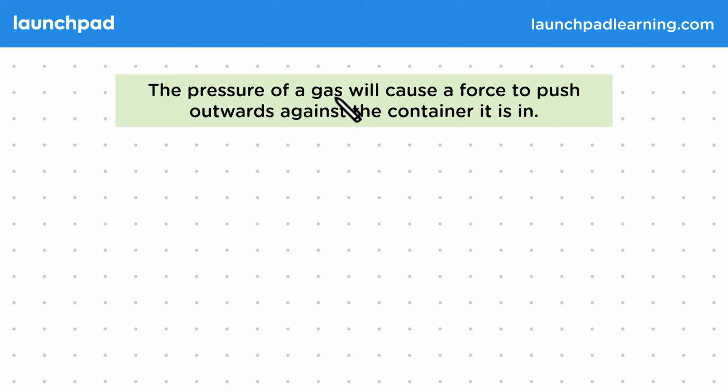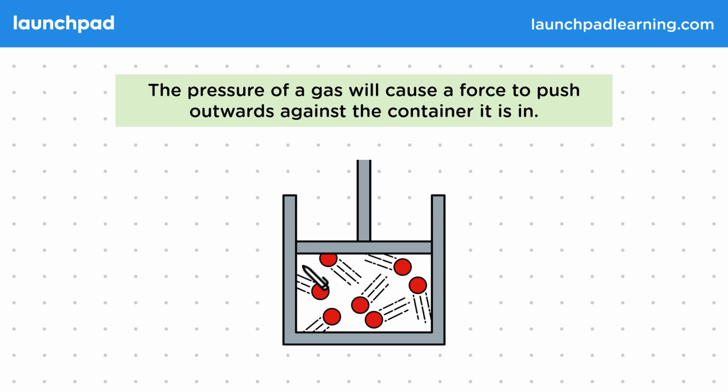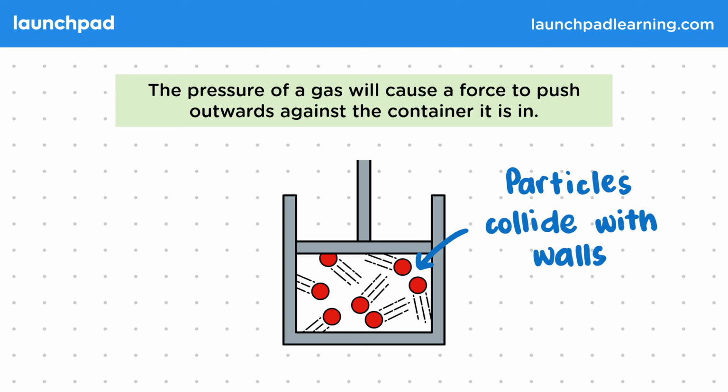The pressure of a gas will cause a force to push outwards against the container it is in. Remember that a gas consists of particles that move randomly at high speed, making them spread out in a container. This means that the particles collide with the walls of the container, and when we consider the impact of all of these, they create an outward force, or pressure.